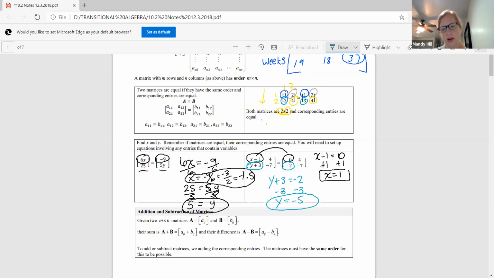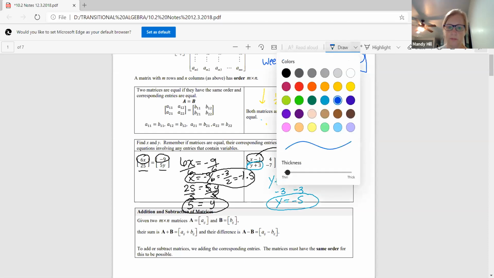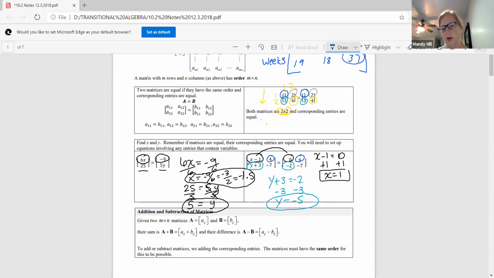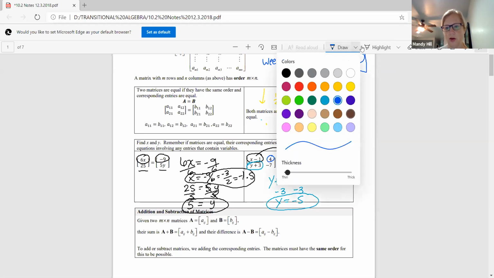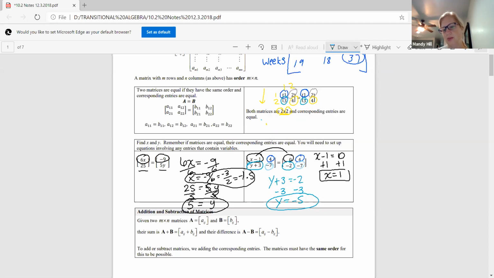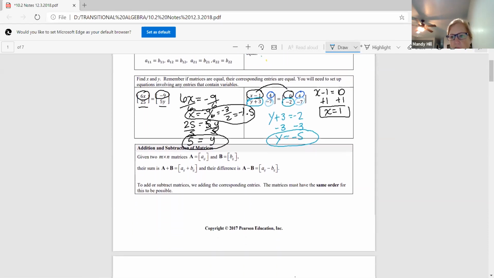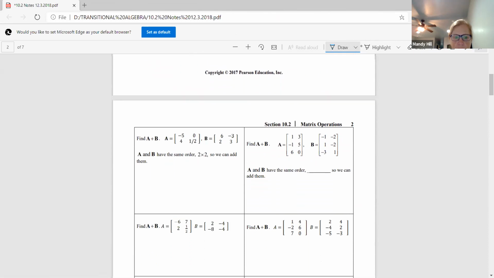There's not any other variables, and if you'll notice that we have a 4 here, a 4 here. They have to be the same because they are saying that they're equal to each other. We have a -7 and a -7 in the same spot. Okay, so that's how you would solve those.